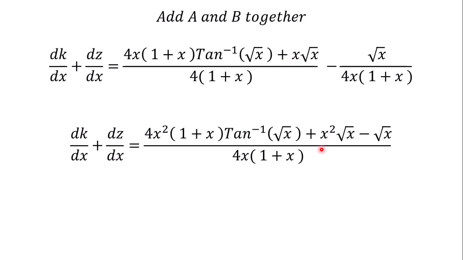plus this one times x will give us what? x squared square root of x. And then this divided by this will give us 1. So it will give us what? 1 times this will give us this. So minus square root of x.